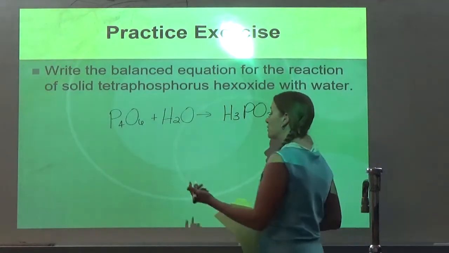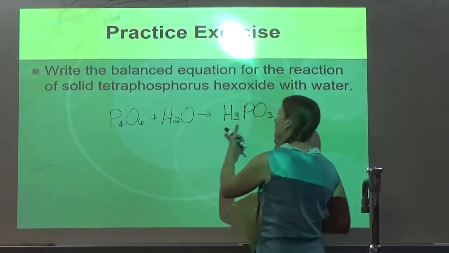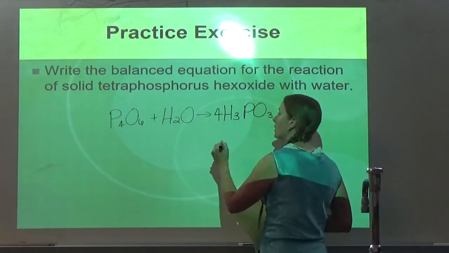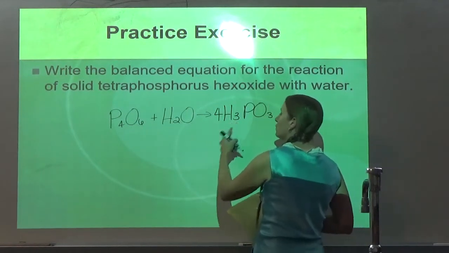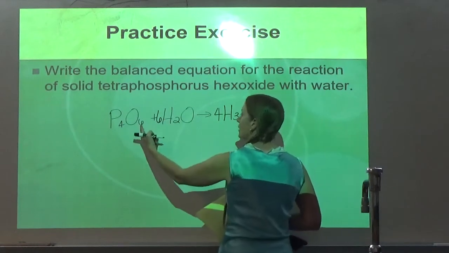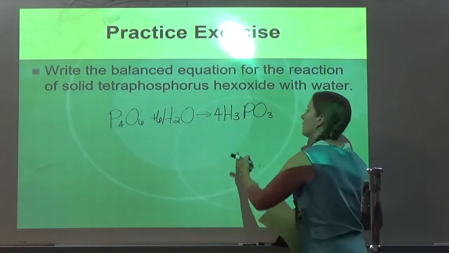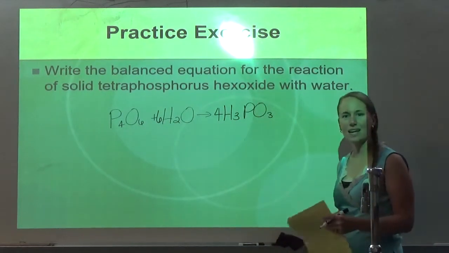Alright, but it was a balanced equation, so we got to balance. We have 4 P's, but here I only have 1, so I'm going to put a 4. Here I have 2 H's, here I have 12, so I'm going to put a 6. Here I have 6 plus 6, which is 12 O's, and I have 12 O's, just like that.